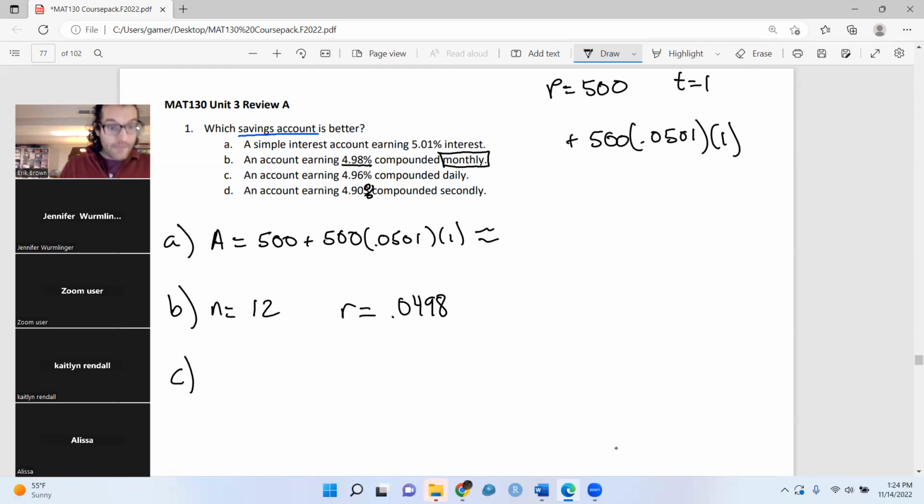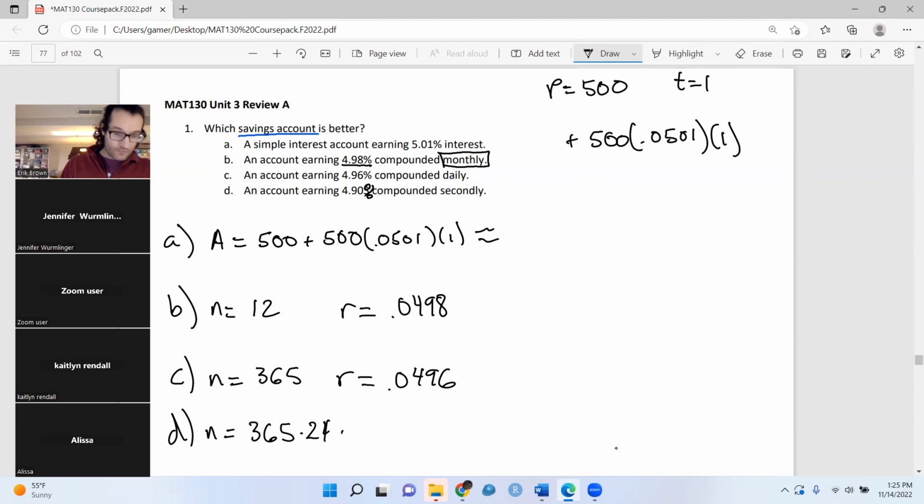So then for C, we would use the same formula actually, because it's compounded daily. It's just now our N is 365 and our rate is slightly different, 0.096. And then D compounded secondly. Yikes. How many seconds are in a year is what we have to answer. Let's start with the 365 days from before. There's 365 days in a year, 24 hours in a day, 60 minutes in an hour, and 60 seconds in a minute. So whatever that is, that's the number of compounds per year if it's being compounded every second, and we're using the interest rate of 0.049.